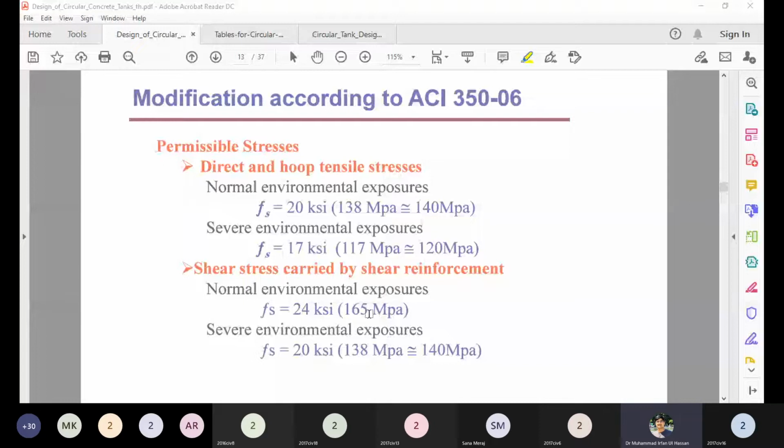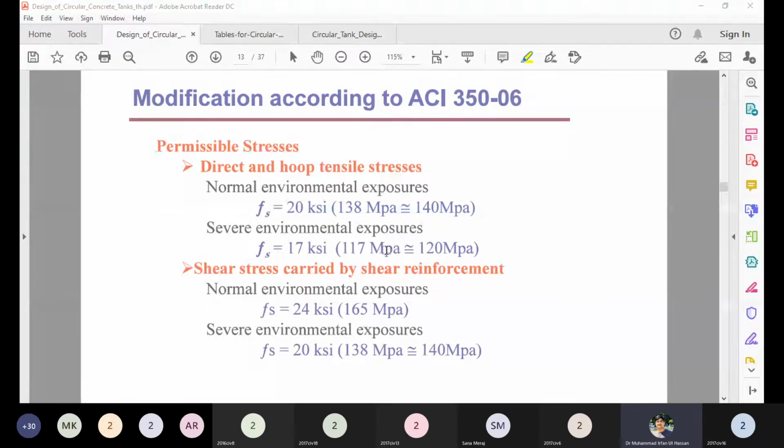For the severe environmental conditions, it is 140 megapascal for the normal environmental conditions. It is 140 megapascal again for the hoop stresses and 120 megapascal for the severe environmental conditions. So these are the permissible values that we have to consider.